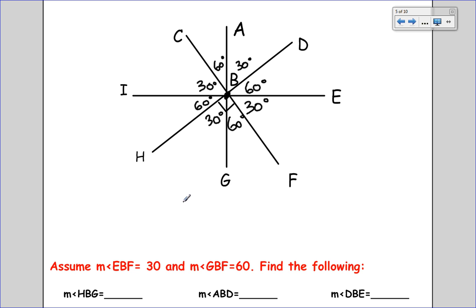If you didn't get that, rewind it, look at it again, and see if you can follow the pattern that it does. So we're going to look for HBG. Easy, 30 degrees once we've labeled it. ABD, 30 degrees. And finally, DBE, 60 degrees. So it really helps if you label the picture first before you try to solve any of these.